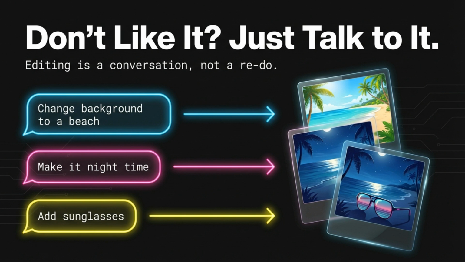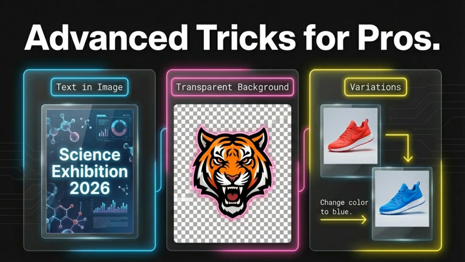Editing is a conversation, not a redo. You can request changes like change background to a beach, make it nighttime, or add sunglasses. For advanced users, tricks include generating text within an image, creating images with transparent backgrounds, and generating variations, such as changing the color of an object.